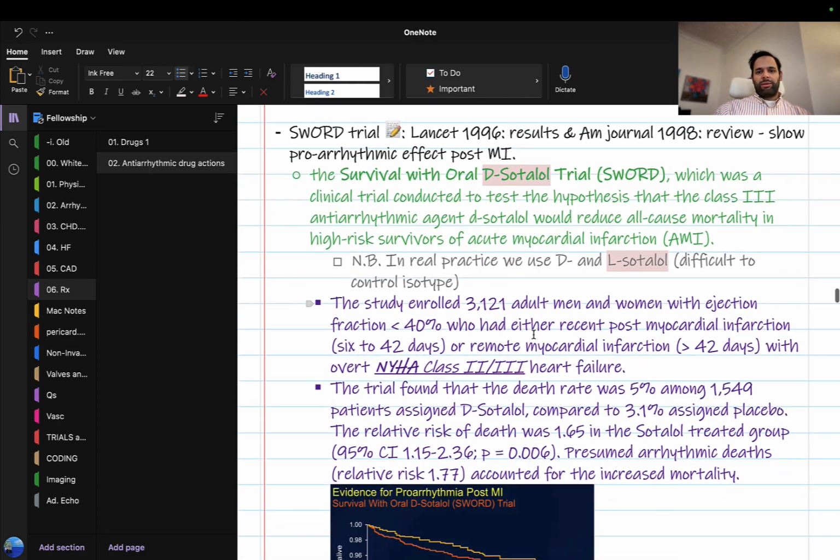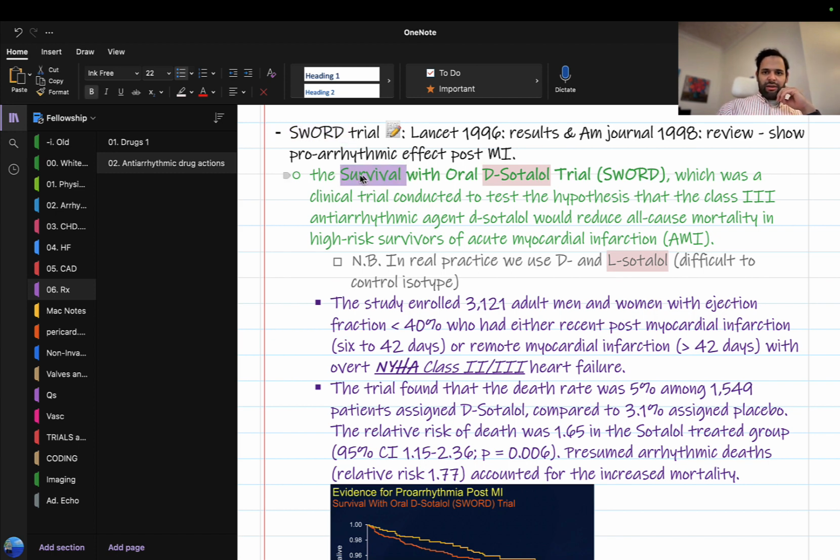The SWORD trial was published in The Lancet in 1996. There was a review article of it in the American Journal in 1998. I believe there was also a republication in 2001. This is an important trial, proarrhythmic effect post-MI.